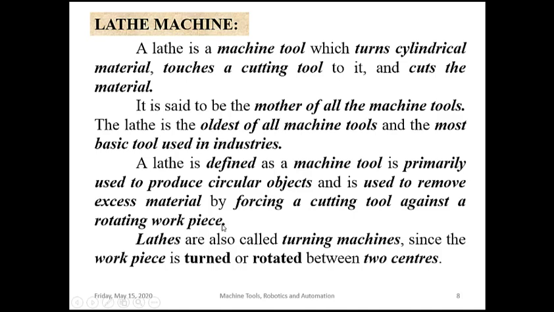So in the definition itself, you can clearly understand the working principle of the lathe machine. As I said, it is defined as a machine tool which is primarily used to produce circular objects. Remember that a lathe will be used to produce circular objects. Even though all other operations can be done on a lathe, it is specifically used to produce circular objects, and is used to remove the excess material by forcing the cutting tool against a rotating workpiece. So the principle of this last point tells you the principle of working of the lathe machine, how the material will be removed in the lathe machine.